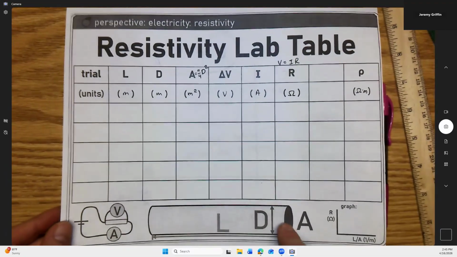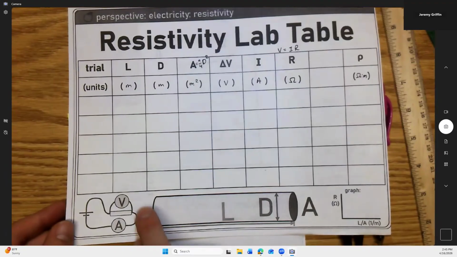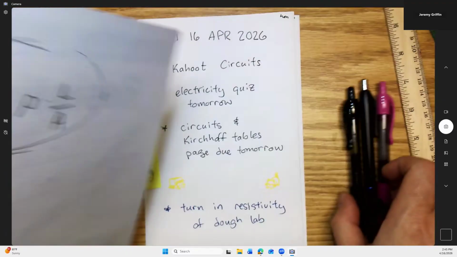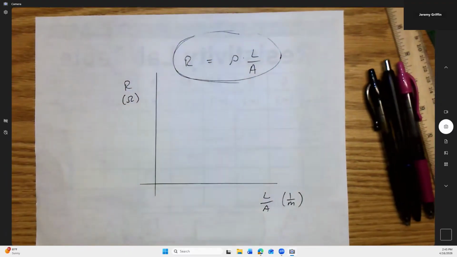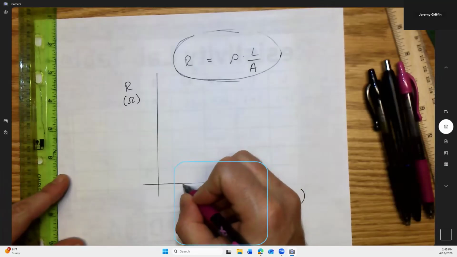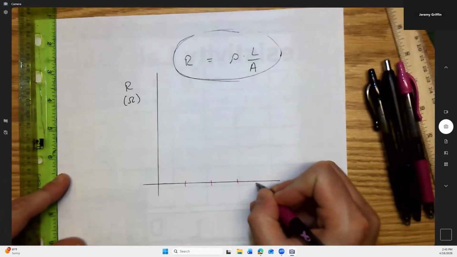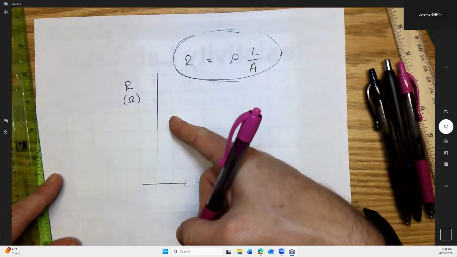You guys had these plated cylinders and multimeters, and you're trying to figure out what's the resistivity of Play-Doh, like sort of how conductive is it, all that. And you could get data from that table. Now, if you took length over cross-sectional area, you could get different values. And then the resistance you could calculate from Ohm's law.